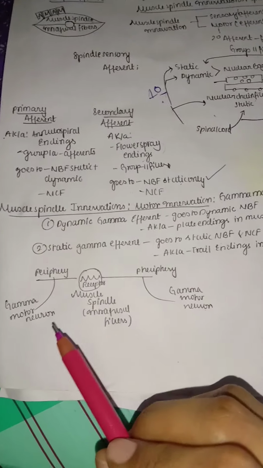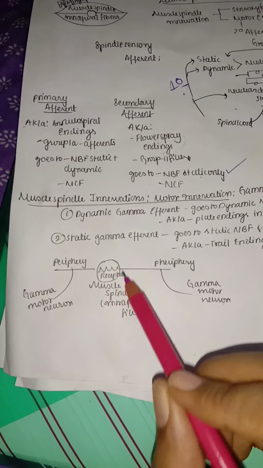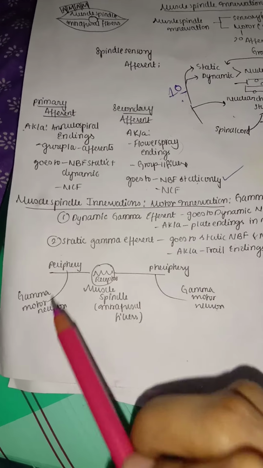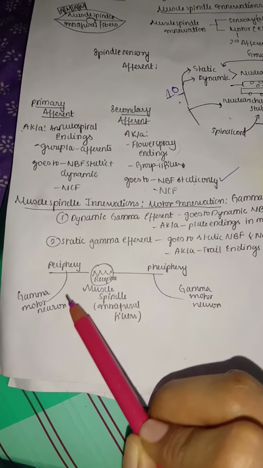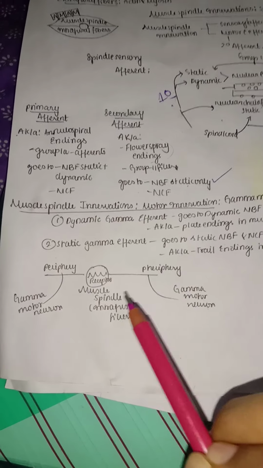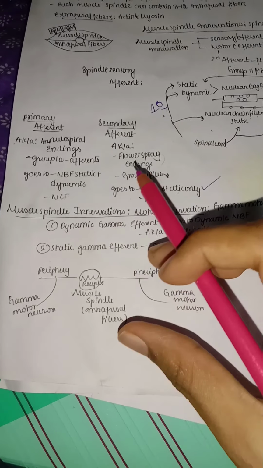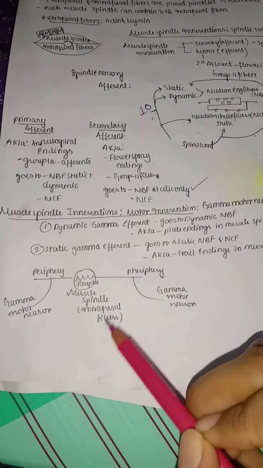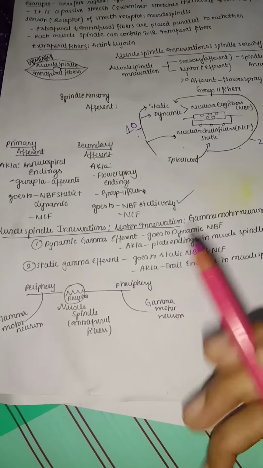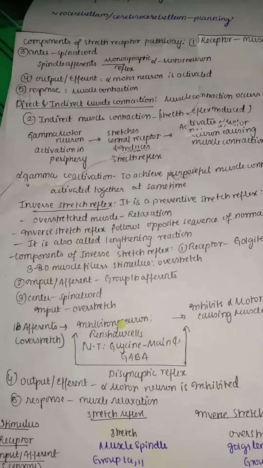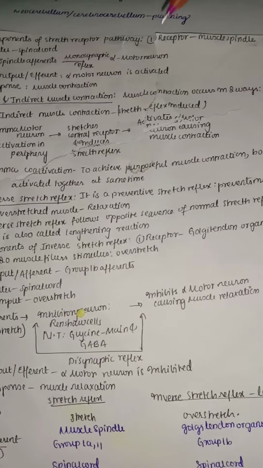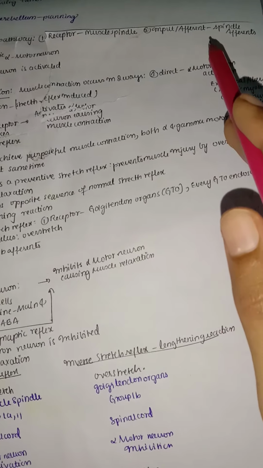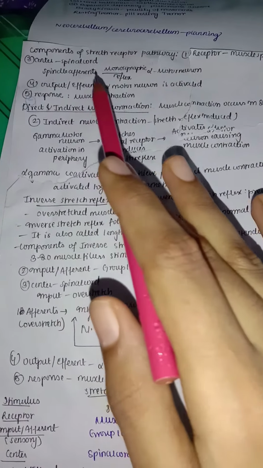And next you can see here actually this is a muscle spindle receptor in the middle, seen in the intrafusal fibers, and on the two sides we have the periphery which is supplied by the gamma motor neuron. When the gamma motor neuron stimulates them from the two sides, it gets stretched. Because of the stretch there is a reflex going on. Now let us check out the components of the stretch reflex pathway. It has a receptor, the muscle spindle, input or afferent, which is a spindle afferent, and it also has a center, the spinal cord.